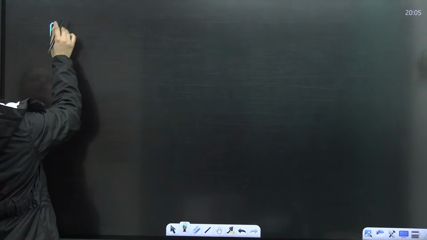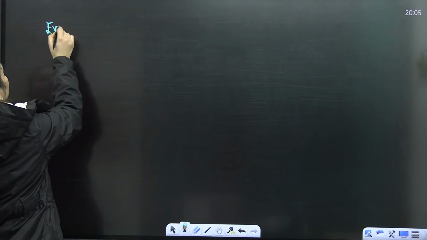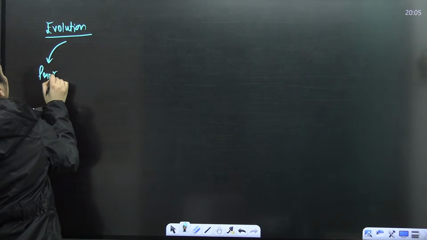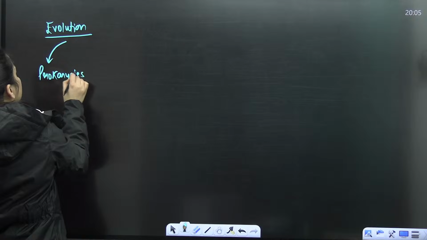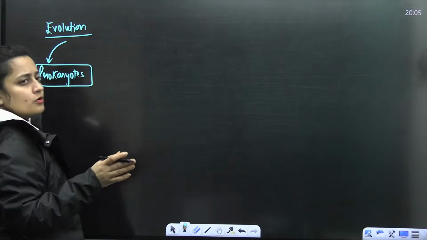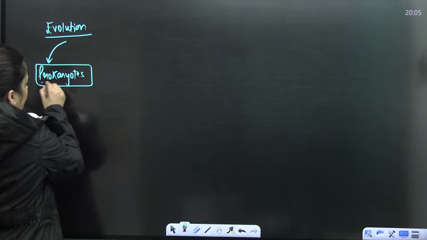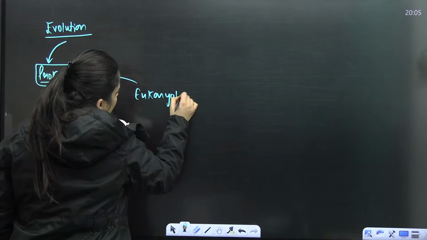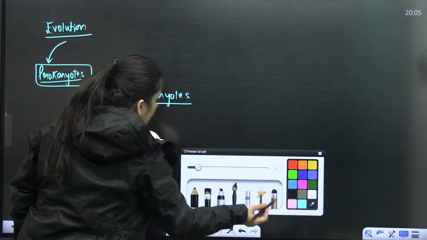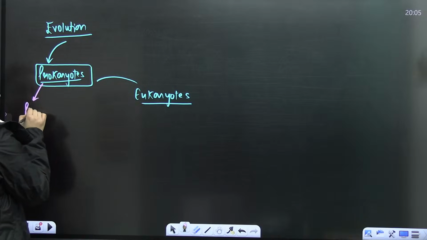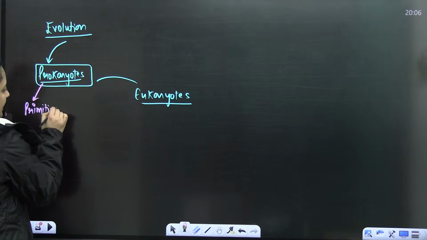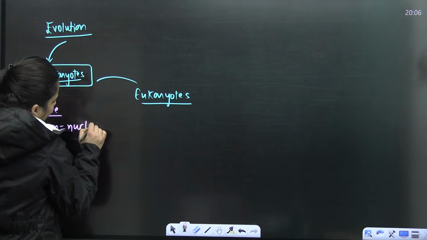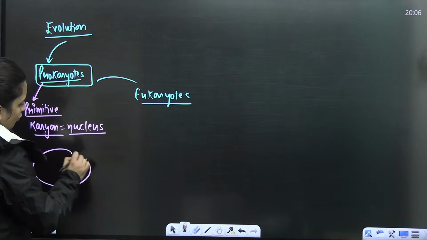When we talk about evolution, when we talk about the origin of the cell, we say that the initial cells are primitive. Firstly we talk about the protocells, then the prokaryotes, if you remember. And we discussed that from prokaryotes, eukaryotes emerged, isn't it? When we talk about prokaryotes, I always explain: P for primitive. And karyon means nucleus.